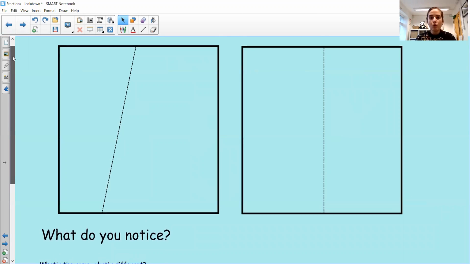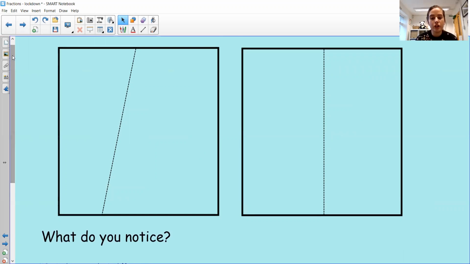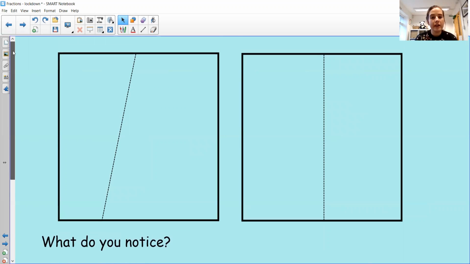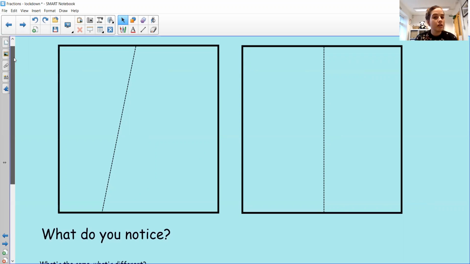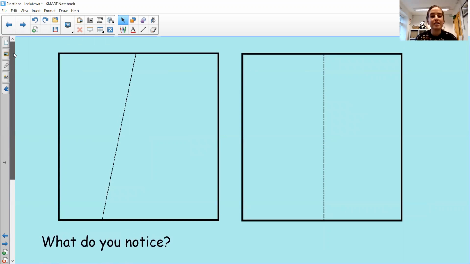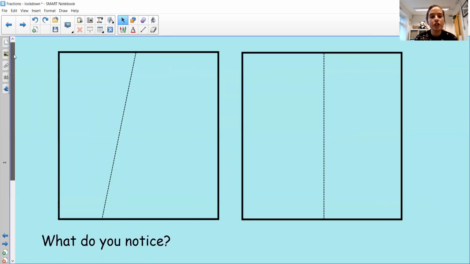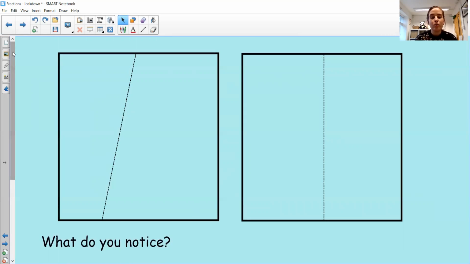Okay, what do you notice about the two shapes that are on here? We know that they are 2D shapes, fantastic, and we know that they are squares. That's why we always teach our shapes before fractions. It's really good to know. What do you notice? What's the same and what's different? So pause the video now and have this discussion at home or in the classroom.